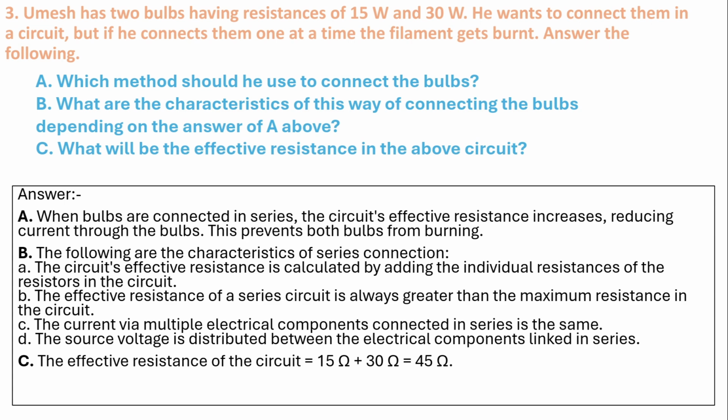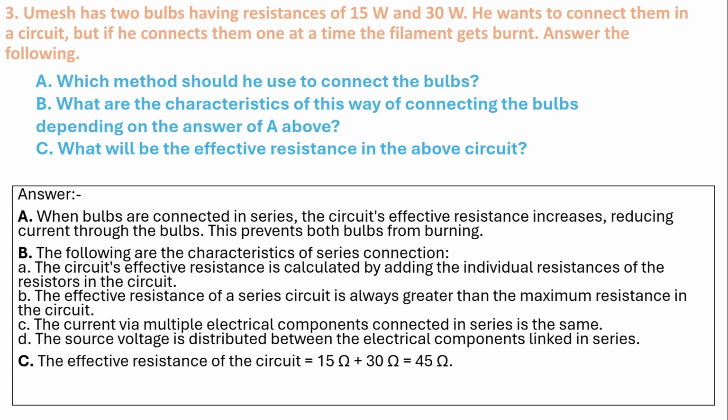Answer. A. When bulbs are connected in series, the circuit's effective resistance increases, reducing current through the bulbs. This prevents both bulbs from burning. B. The following are the characteristics of series connection. A. The circuit's effective resistance is calculated by adding the individual resistances of the resistors in the circuit. B. The effective resistance of a series circuit is always greater than the maximum resistance in the circuit.